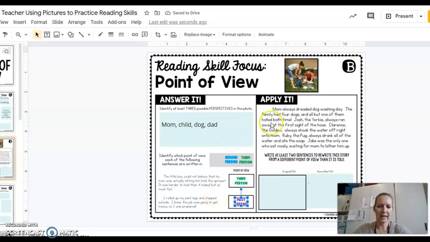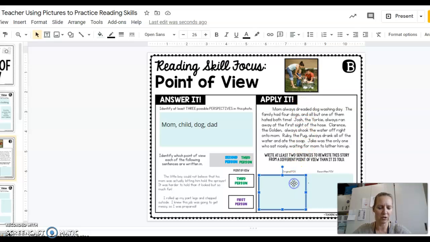All right. Now over at this section, it's called apply it. So how you do it is you read it, and then you're going to decide what the original point of view was. So, mom always dreaded dog washing day. The family had 4 dogs, and all but one of them hated bath time. Josh the Yorkie always ran away at the first sight of the hose. Clarence the Golden always shook the water off right into mom, and Ruby the Pug always drank all the water and ate the soap. Dick was the only one who sat up nicely, waiting for his mom to lather him up.